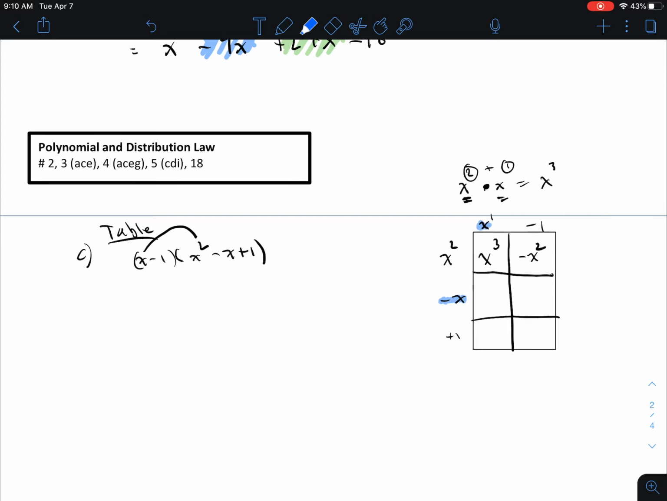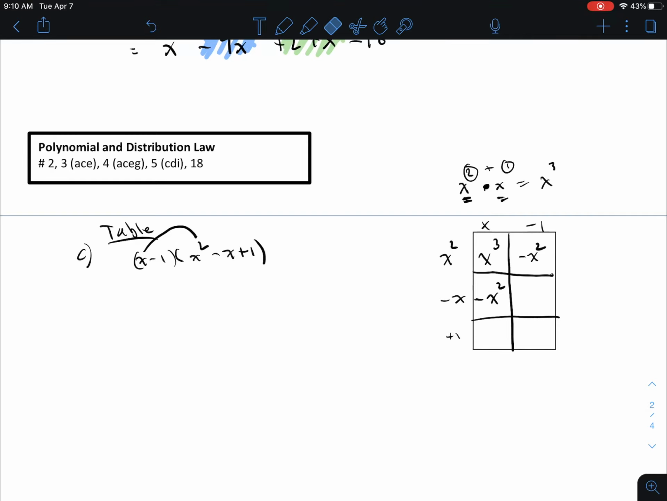Negative x times x, right? It's for the same reason here. So I have x to the 1 multiplied by x to the 1. I'm going to add the exponents there, and I'm going to get x squared, negative x squared, because there's a negative out front. So that's what goes right here. And you just keep going, and you keep identifying what it is you're multiplying by what, and you're filling out the inside of the table, right?